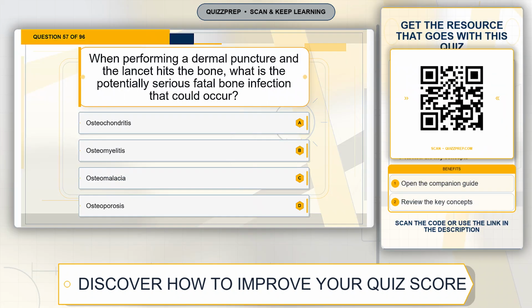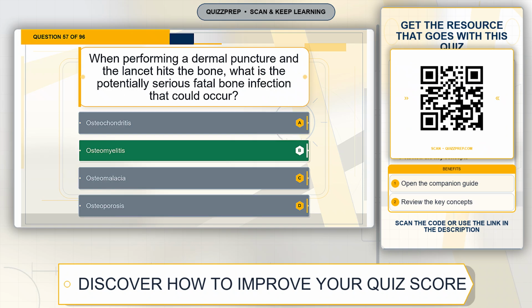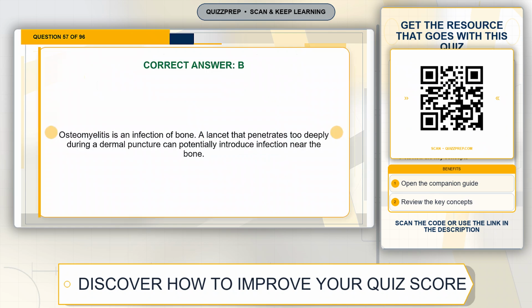Question 57. When performing a dermal puncture and the lancet hits the bone, what is the potentially serious fatal bone infection that could occur? Option A. Osteochondritis. Option B. Osteomyelitis. Option C. Osteomalacia. Option D. Osteoporosis. The correct answer is option B. Osteomyelitis. Explanation. Osteomyelitis is an infection of bone. A lancet that penetrates too deeply during a dermal puncture can potentially introduce infection near the bone.